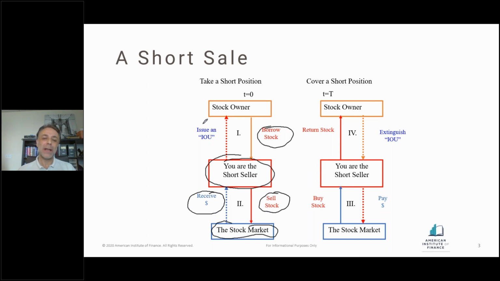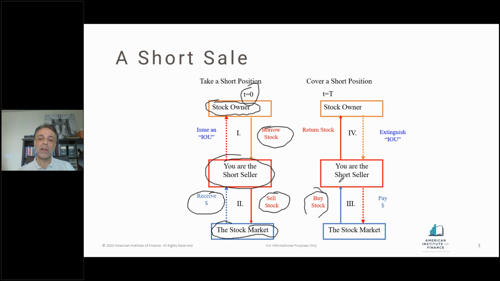And by the way, yes, you issued an IOU to the stock owner, because you said, you know what, stock owner, I owe you that stock, and I will pay it back at a certain point. And sometimes there is no expiration for this contract, right? As long as things are going the right way, let's put it that way, you can hold on to that stock that you borrowed from the stock owner. So this is at the beginning. We call it time zero. Now, let's say that we get to a point where we actually want to cover a short position. We want to close a short position. So what are we going to do? Well, we're going to buy back the stock.